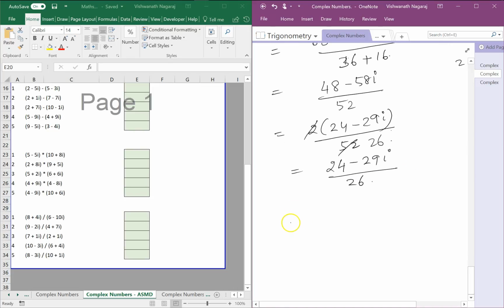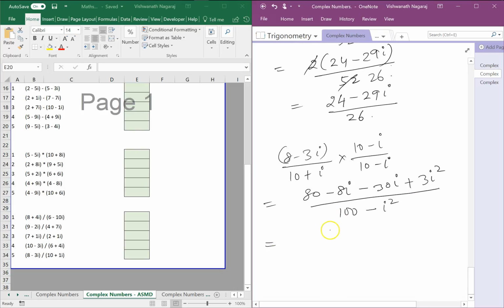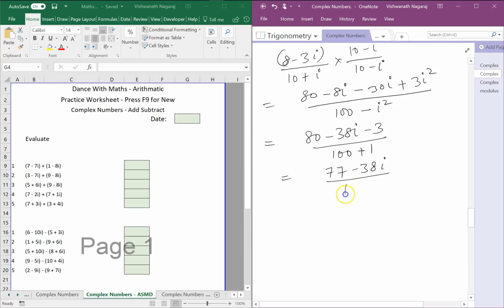Okay, last one. 8 minus 3i divided by 10 plus i. 10 minus i by 10 minus i. 80 minus 8i minus 30i plus 3i square. 10 square is 100 minus i square. 80 minus 38i minus 3 by 100 plus 1. 80 minus 3 is 77 minus 38i by 101.